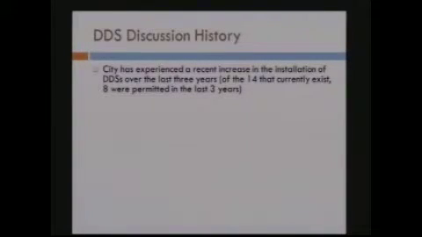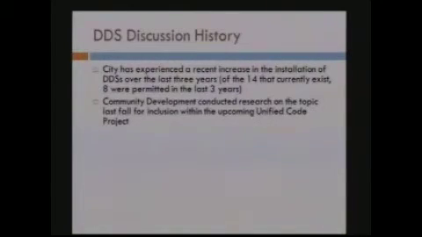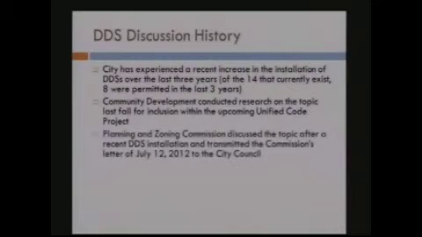The City has recently seen an increase in the installation of these types of signs over the course of, certainly, the last 3 to 4 years. There are 14 currently in existence in the community, and of those, 8 were permitted in the last 3 years' time. Our office had conducted research on the topic for inclusion in an upcoming update of the city's zoning code that's been termed the Unified Code Project. And the Planning and Zoning Commission more recently discussed the topic after a recent dynamic display installation and transmitted a letter to the Council on July 12th of last year.